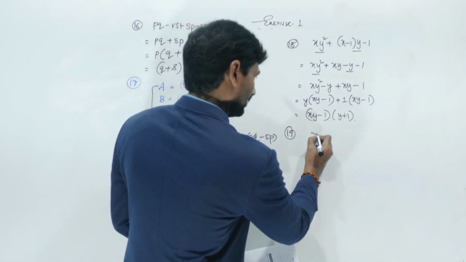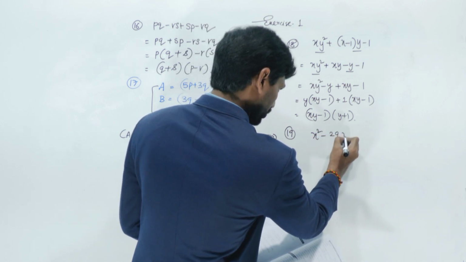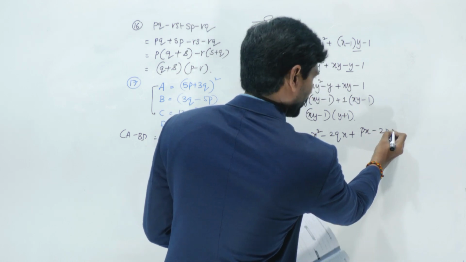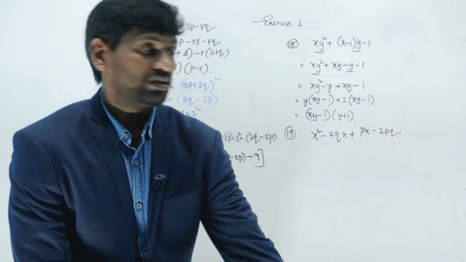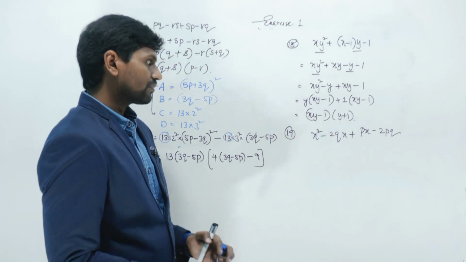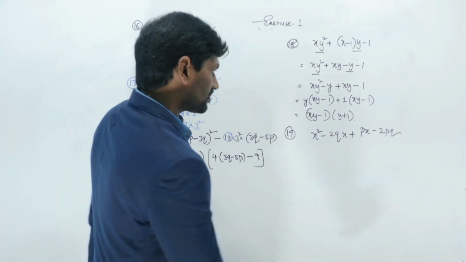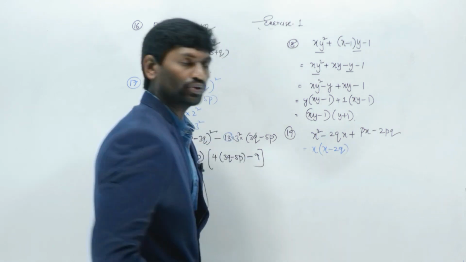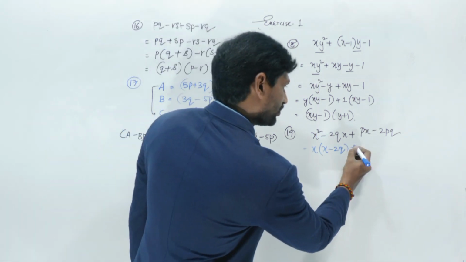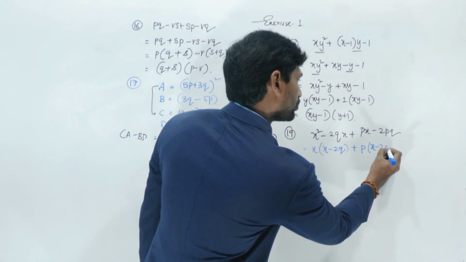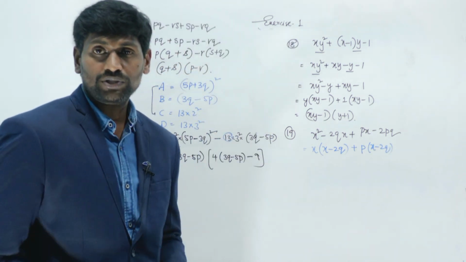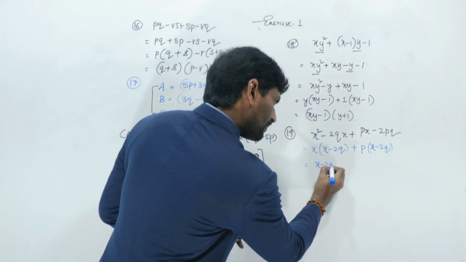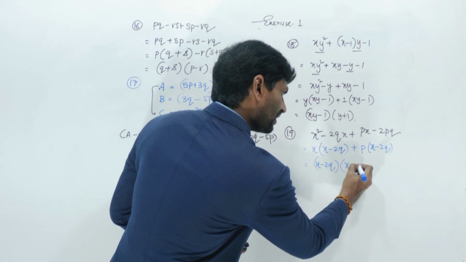19th problem. So x square minus 2qx plus px minus 2pq. Yeah. Now from the first two terms I can take x as a common factor. So what is remaining? X minus 2q is remaining. From second two terms p take common, x minus 2q is remaining. So observe the bracket term, x minus 2q is a common term. X minus 2q is common, then what will be remaining? X plus p.